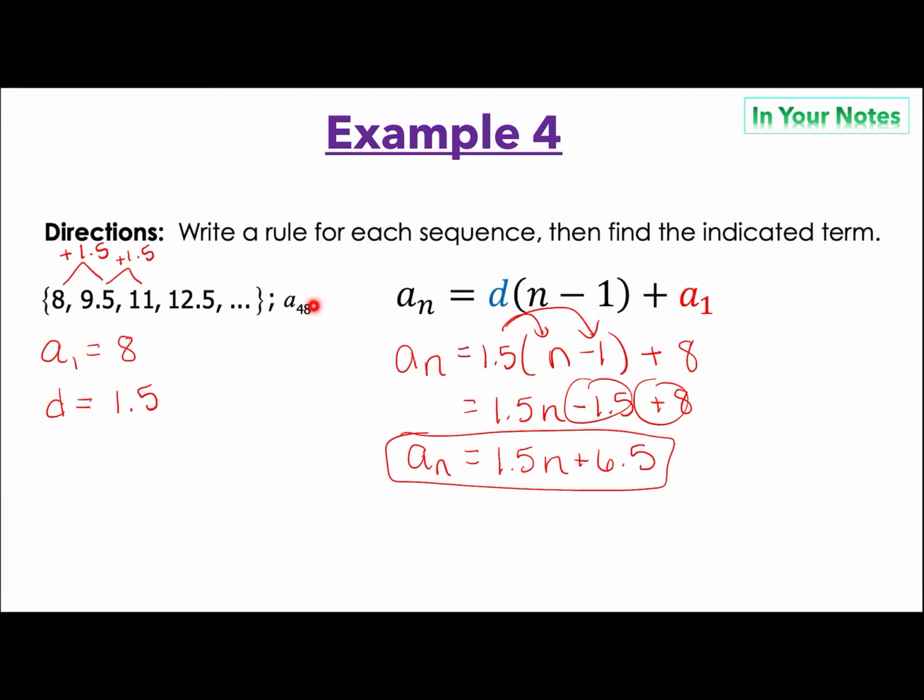And then it's asking us to find the 48th term. Imagine if you had to do this 48 times. That would take forever. So we're going to find the 48th term by using the formula. So 1.5 times n plus 6.5. The n, or the term number they're asking us to find, is the 48th term. So now we're going to multiply just using our calculator, and you get 78.5. So this is a sub 48.